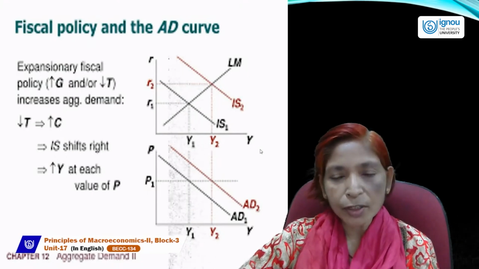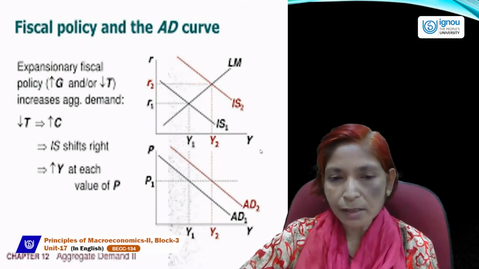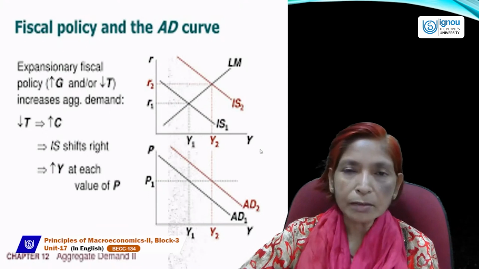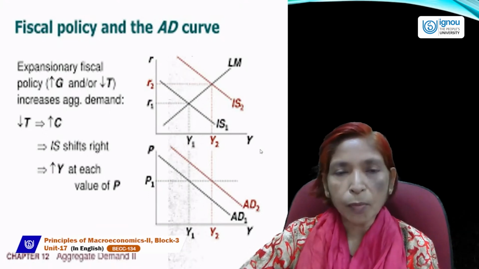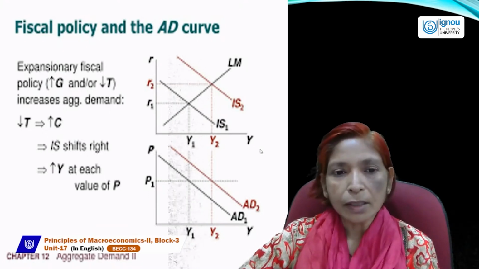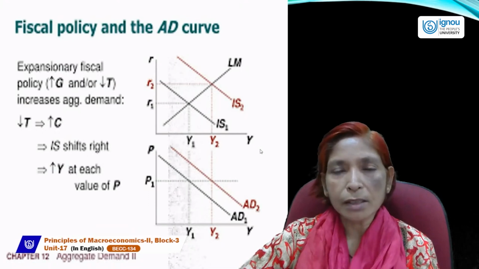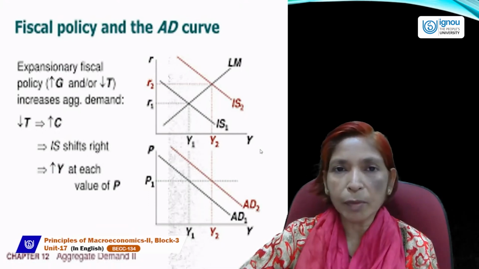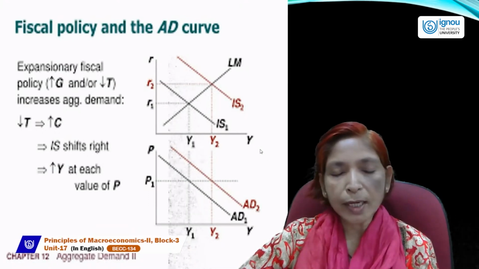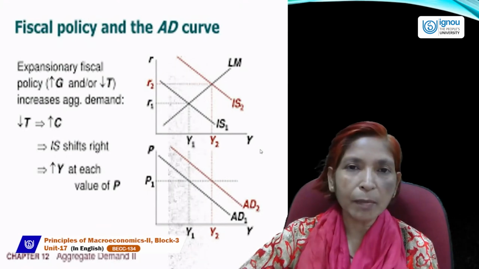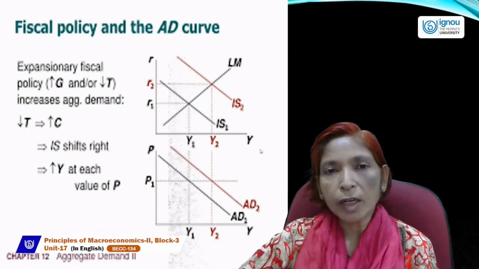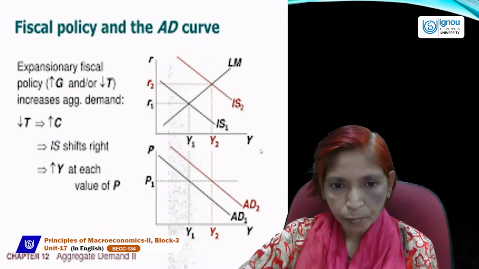Here, first of all, we draw the IS curve, which is IS1, and the LM curve, which is an upward sloping curve, where both curves intersect each other. The goods market and money market are both simultaneously in equilibrium. At this equilibrium point, the rate of interest will be determined and the level of income will also be determined.